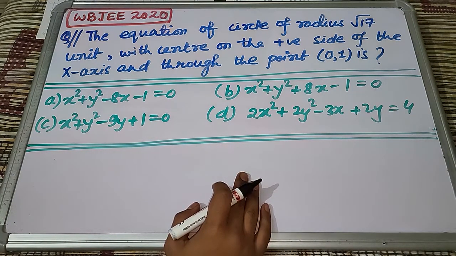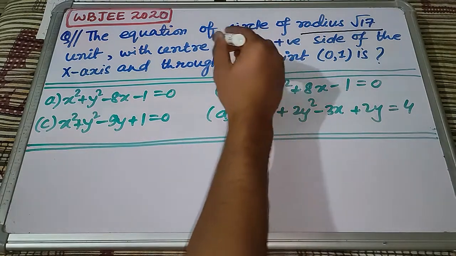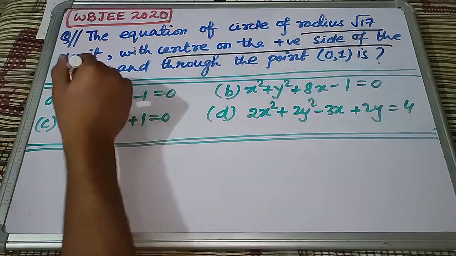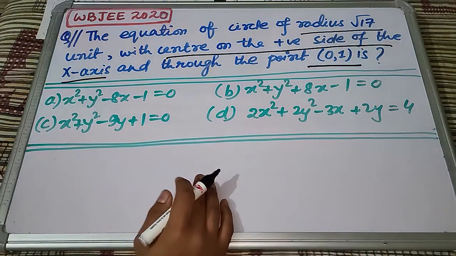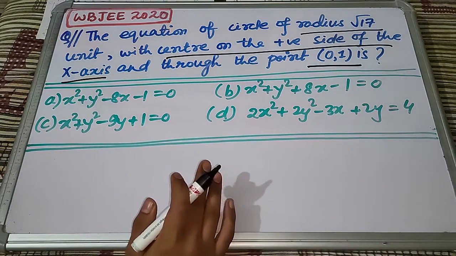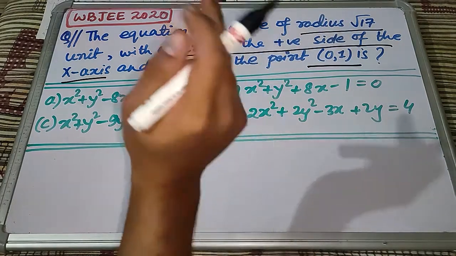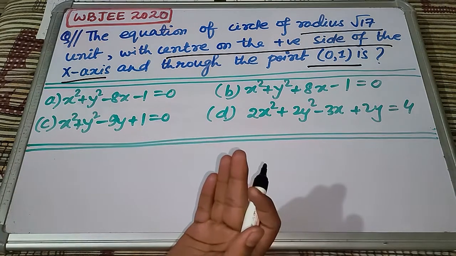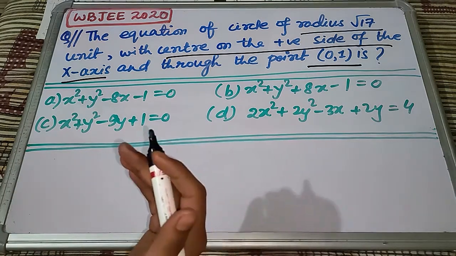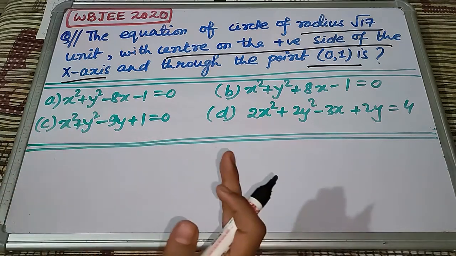The question says the equation of a circle of radius root 17 with center on the positive side of the x-axis and through the point (0, 1) is. So we have three important pieces of information: the radius is root 17, the center lies on the positive side of the x-axis, and the circle passes through the point (0, 1). With these three pieces of information we can easily go to the correct option. This is a single correct option question.